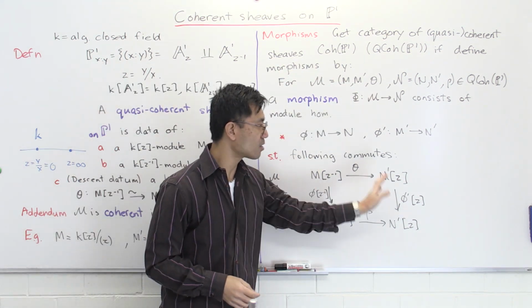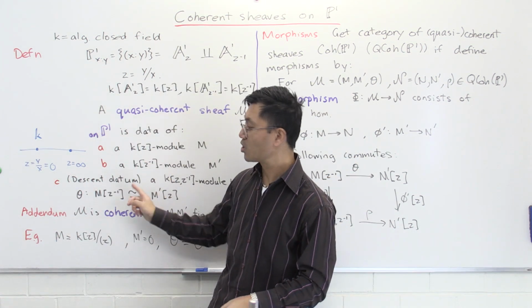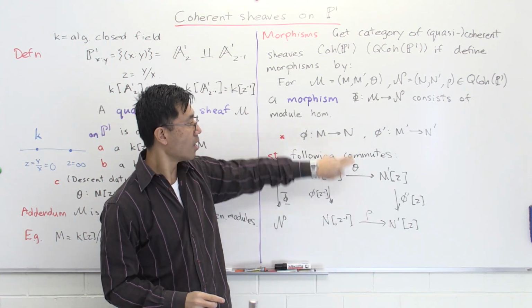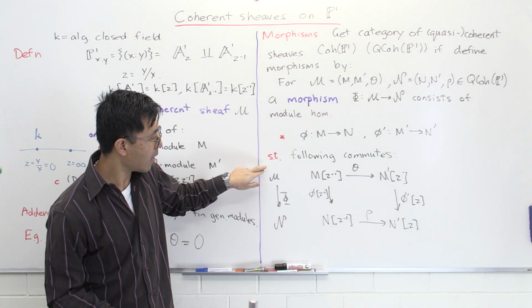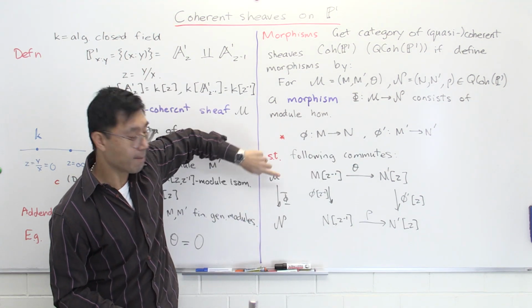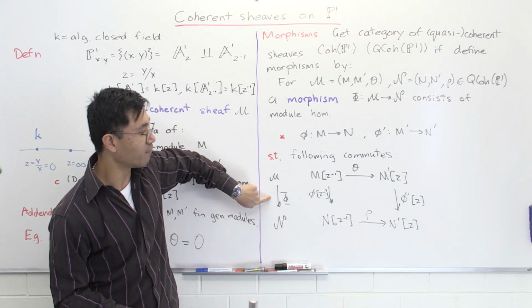And so there's a condition that you have to add to these two pieces of data, okay? And that's the fact that this following diagram commutes. It's got to respect the gluing, which is this descent datum, and the gluing is given by theta and rho here. So you want here a morphism from this quasi-coherent sheaf M to this quasi-coherent sheaf N, which I'm going to mark with a big capital phi here.